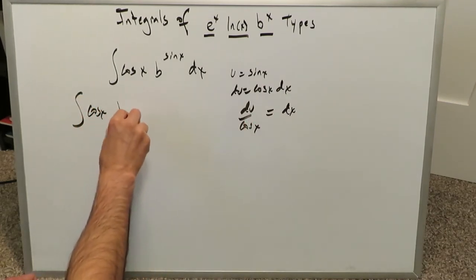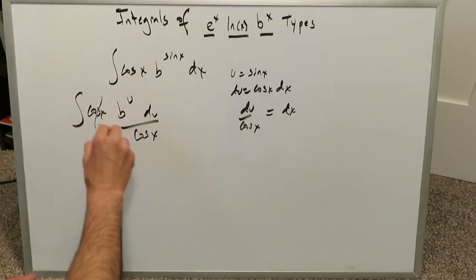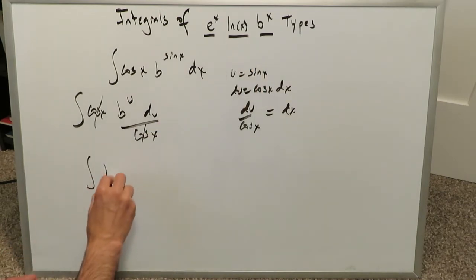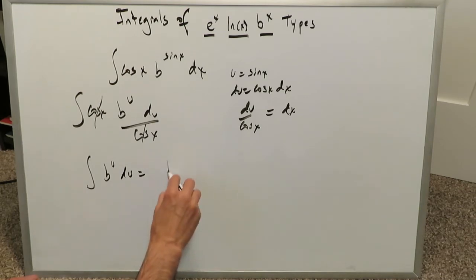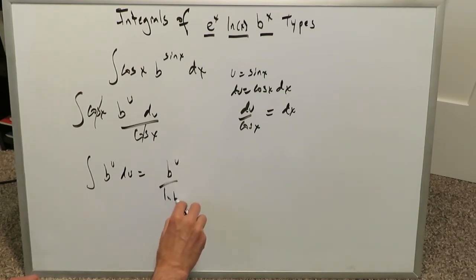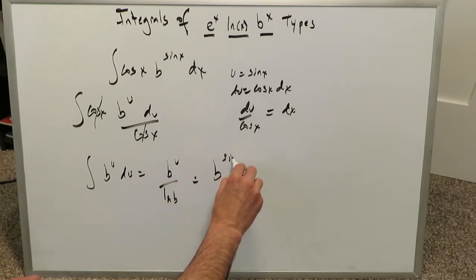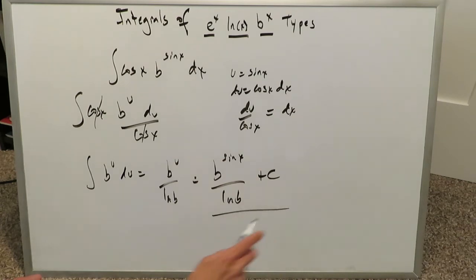Cosine x, b to the u, and then du over cosine x. These cancel out. You're just looking at an integral of this type. Integral of b to the u du will be, like I showed you based on the template, b to the u over ln b. You can resubstitute the u, it will be b to the sine x over ln b plus c, and this right here is your final answer, and it's right.